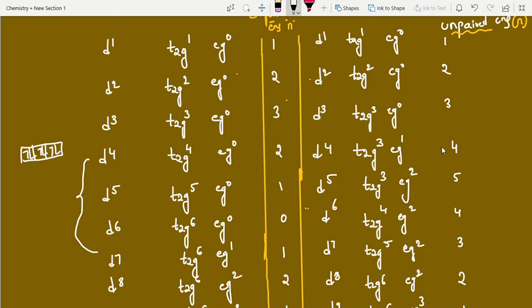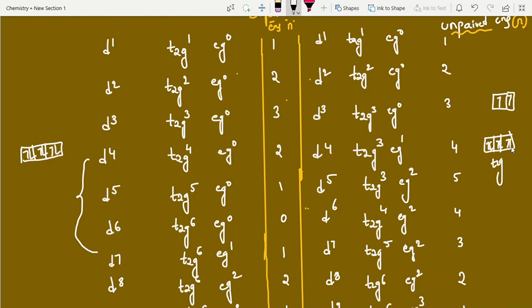Here d4 you can see, students, what happened here? This is the t2g set, this is the eg set, right? With less energy gap, d4 gets 1, 2, 3, 4, right? So here you can write 4 unpaired electrons. D5 means 1 more will come, 5 unpaired electrons. D6 means it's a pair, so 4 unpaired electrons. D7 means pairing and 3 unpaired electrons.